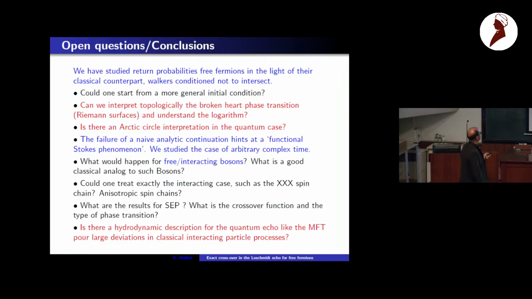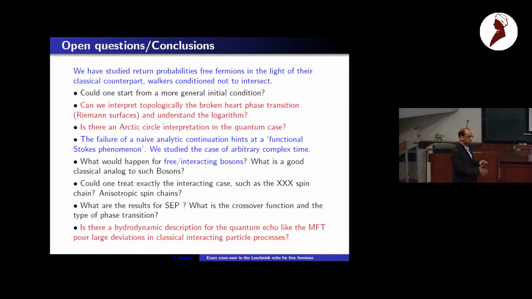I'm going to finish. So now I want to tell you about a few open questions. I hope that some people will find it interesting to address. So I told you about return probabilities of free fermions or classical random walkers conditioned not to interact. So here are some questions which I find interesting, and there can be more.